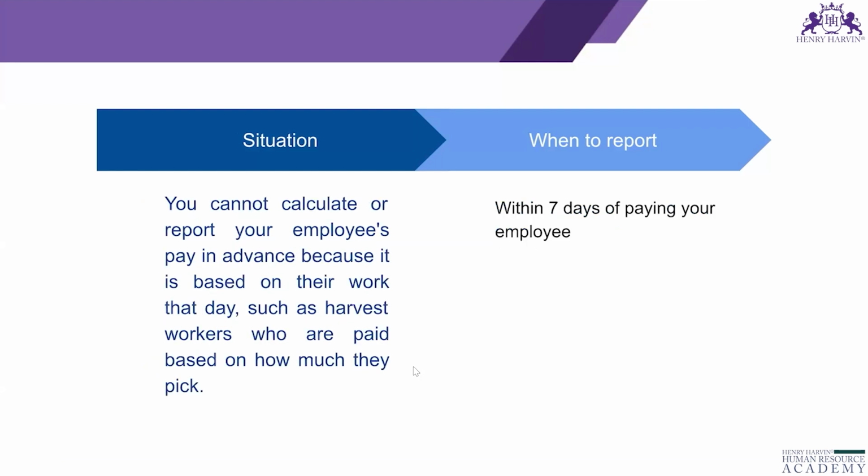You cannot calculate or report your employees' pay in advance if it is based on their work that day. We have seen that on a per day basis, if someone is receiving wages, such as harvest workers who are paid based on how much they pick, the calculation will be done on that day. So whenever it is paid, you have to send the FPS within 7 days of paying your employee. As I said, you can accumulate one week of payments and send them together. So it will be within 7 days, right?